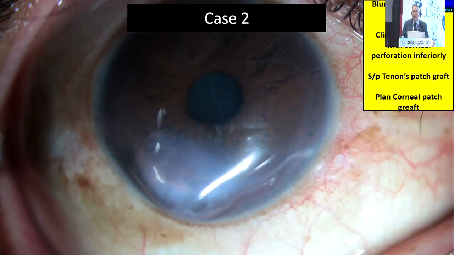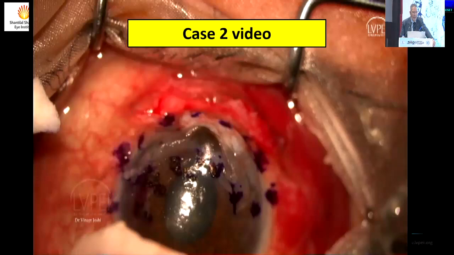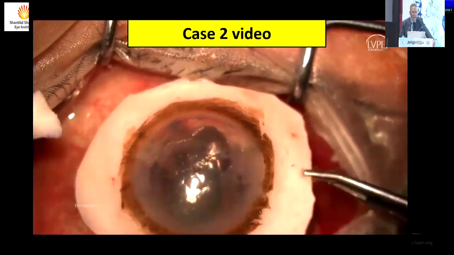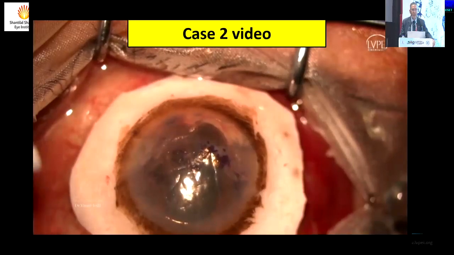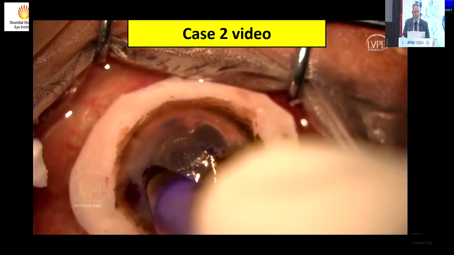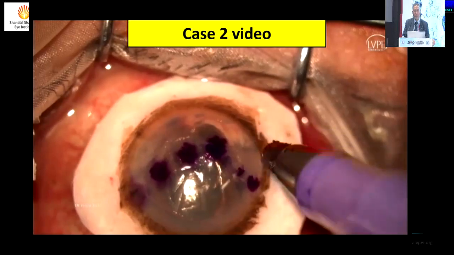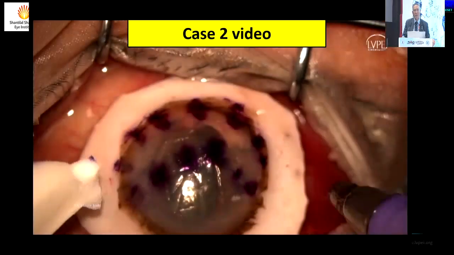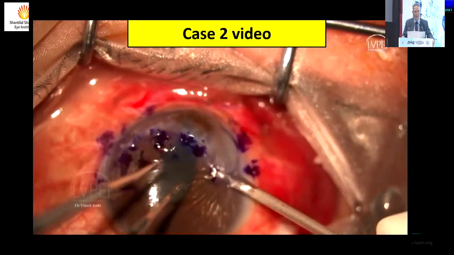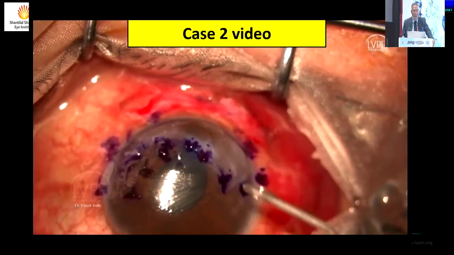So this was a second case of blunt trauma with a patient who has pre-existing pellucid marginal degeneration with a perforation inferiorly. Patient had already had a Tenon patch graft, so then there was nothing else to do except a corneal graft. So again, a whole cornea is being put there so that you can choose the size. Use an old marking pen so that you get nice big marks which will not erase.